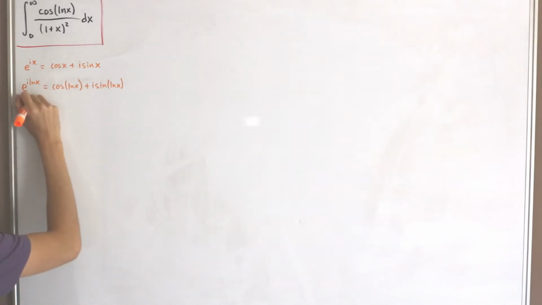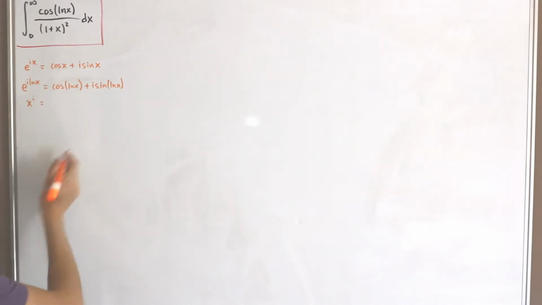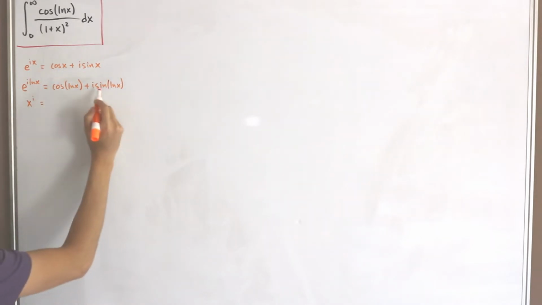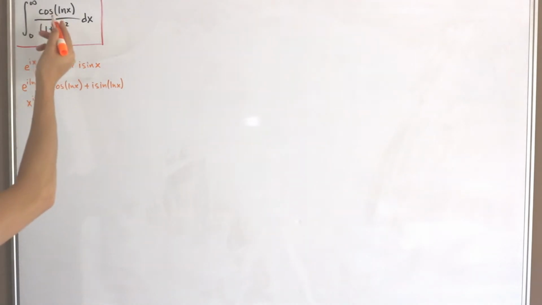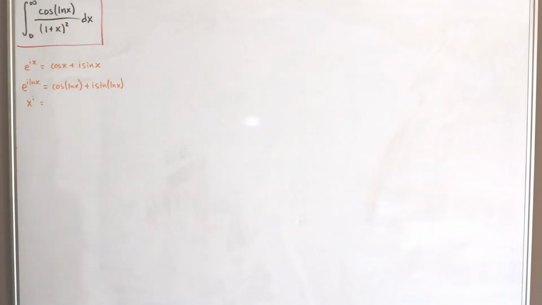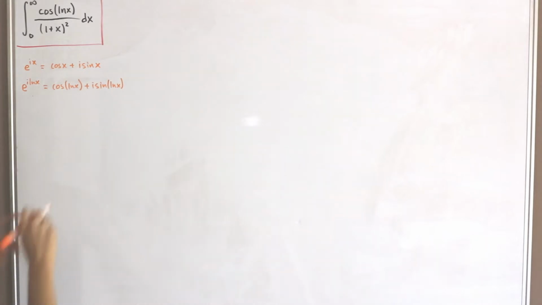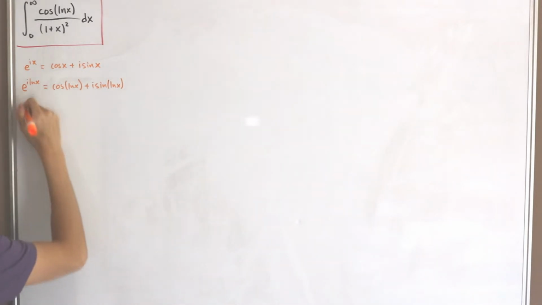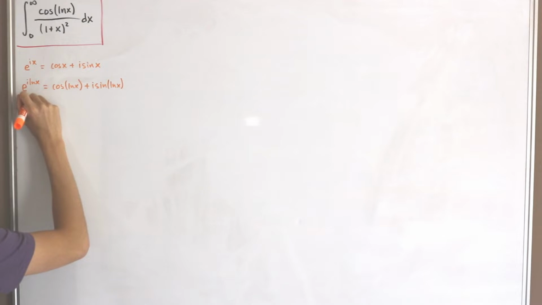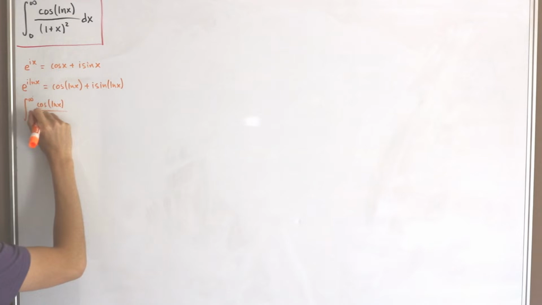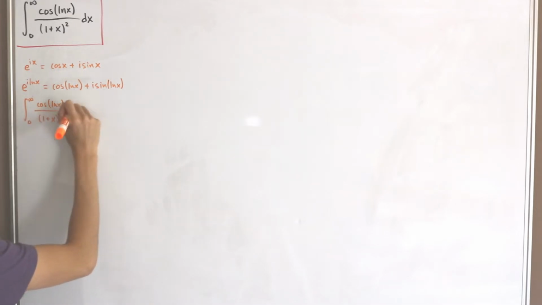So rewriting this, we would have x to the power i, and that's equal to, well, now we see that the real part is associated with the cosine of natural log of x, and the imaginary part is associated with the sine of ln of x. So really, in the numerator from above, we have a cosine ln of x. What this entails is that we're actually going to have to take the real part of the integral. So I'll just rewrite the same integral from 0 to infinity of our given, 1 plus x, and then squared dx.